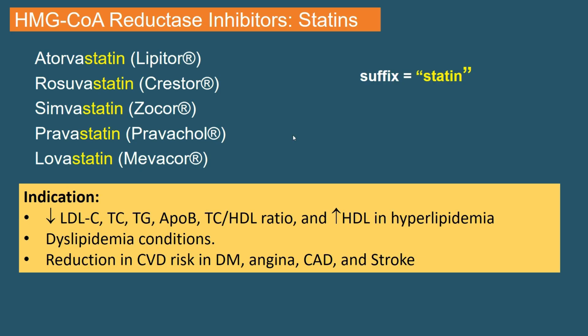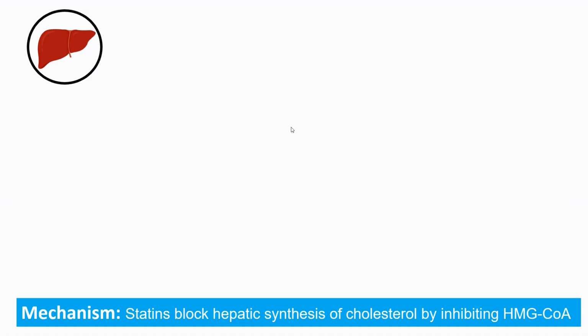For dyslipidemia conditions, this is clinically and commonly used for reducing cardiovascular disease risk in patients who have long-term diabetes, angina, coronary artery disease, and also stroke. So how do statins work? Statins block hepatic synthesis of cholesterol by inhibiting HMG-CoA reductase. So statins work in the liver.